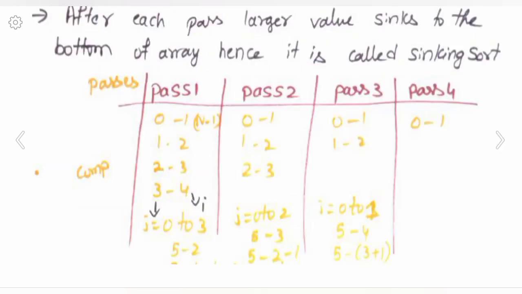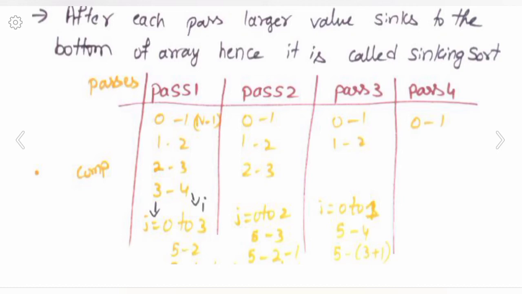So now let us see how the source code will be written for the given bubble sort. After each pass, the larger value sinks to the bottom of the array. Hence it is called the sinking sort that we have seen before. So here in pass 1, we have 4 comparisons, right? 4 comparisons and 4 swappings.